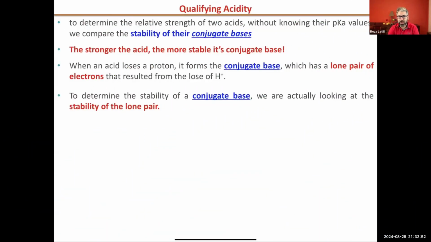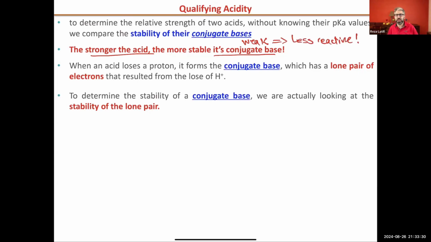So in this lecture, we're going to try to predict whether a chemical reaction is going to move on or not without knowing the pKa. We're going to remind ourselves that in a chemical reaction, if there is one side that is going to donate H+, it will create a conjugate base. A strong acid will create a weak conjugate base. And because it's weak, it will be less reactive.